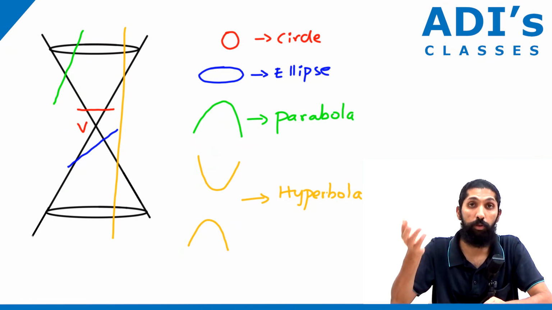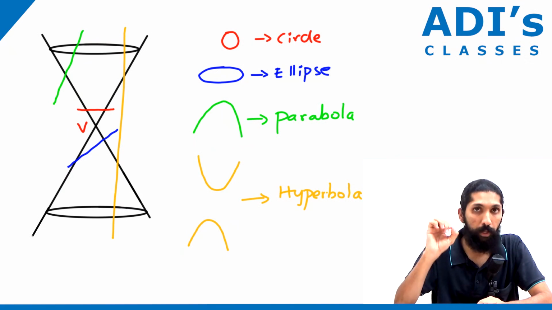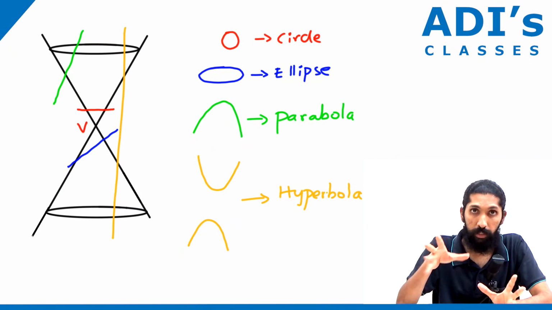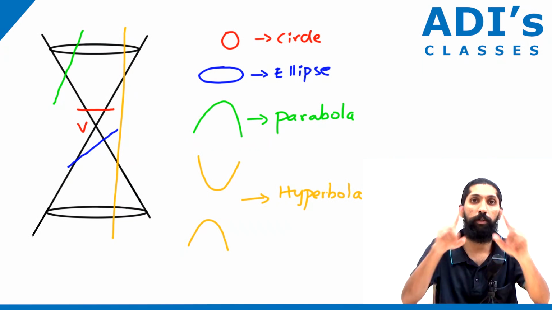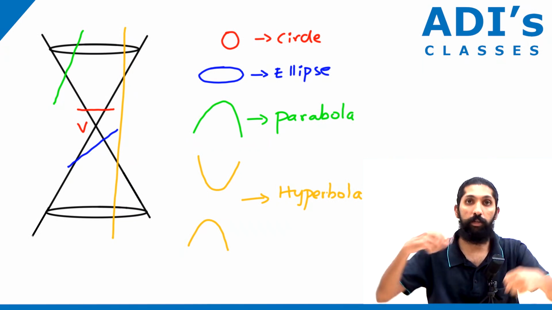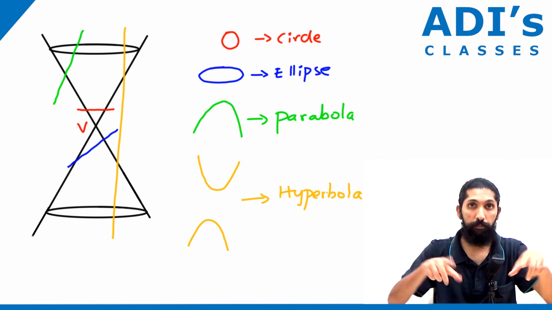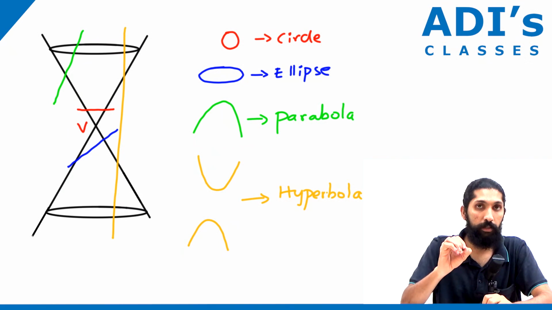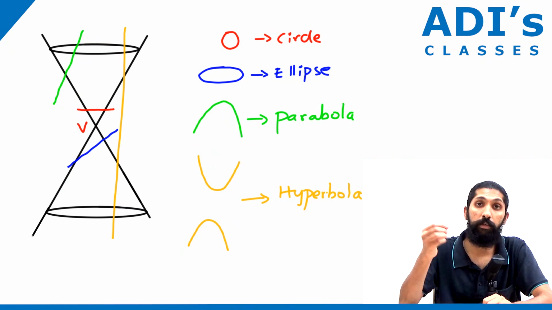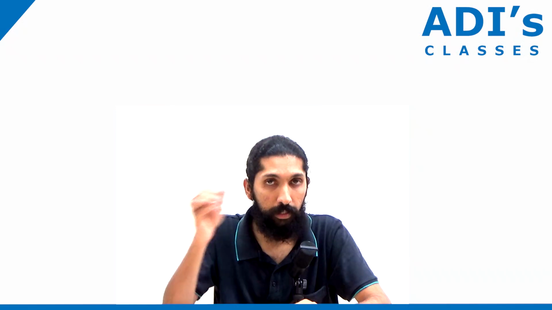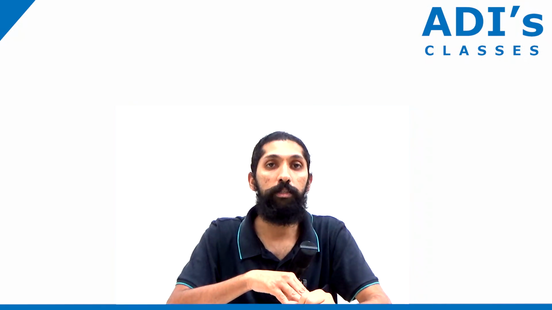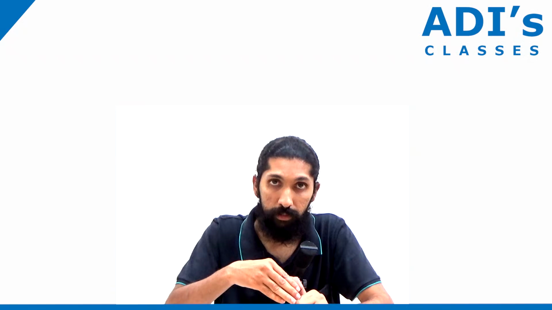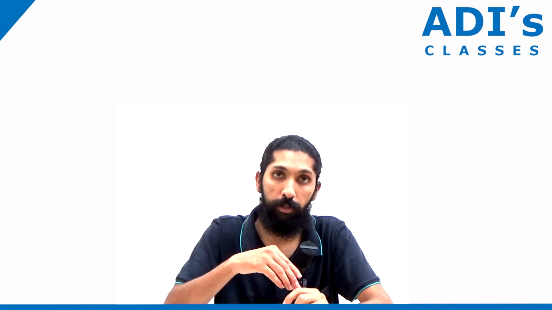Now, whenever we talk about the conic sections, there is one more parameter which differentiates between an ellipse and a circle. Because think about it, you have a circle, you extend it, you'll get an ellipse. Or take an ellipse, you compress it, you're going to get a circle. So what parameter differentiates a circle and an ellipse? And what parameter differentiates a hyperbola and a parabola? We are going to learn about all these things in detail from the next video onwards.